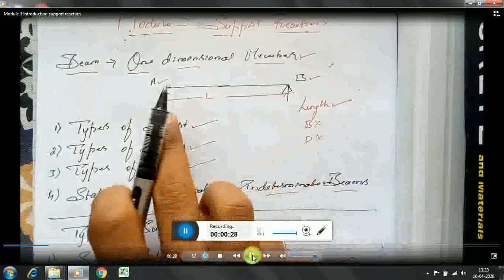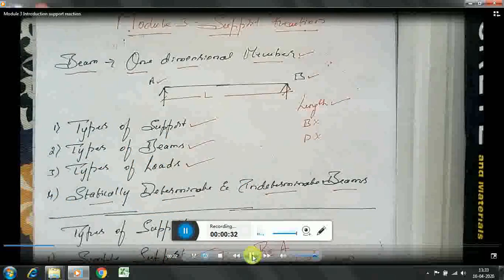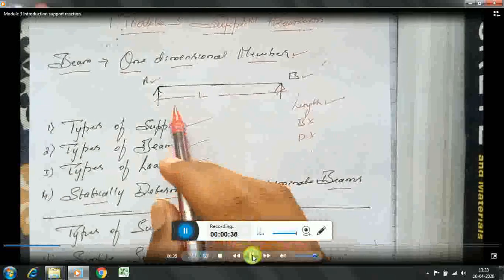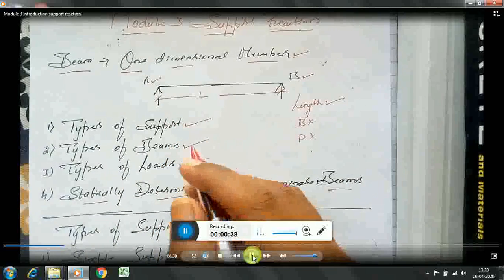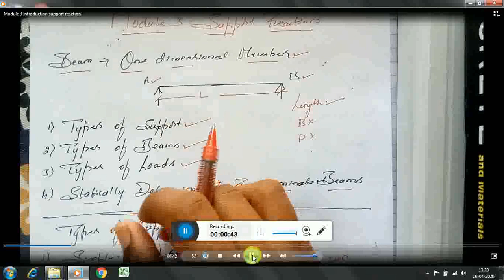Generally a beam is supported at two ends. As we can see in this diagram, it is supported at two ends, A and B, and it has a length which is more compared to the breadth and depth. So the beam is always represented in the form of a line diagram.